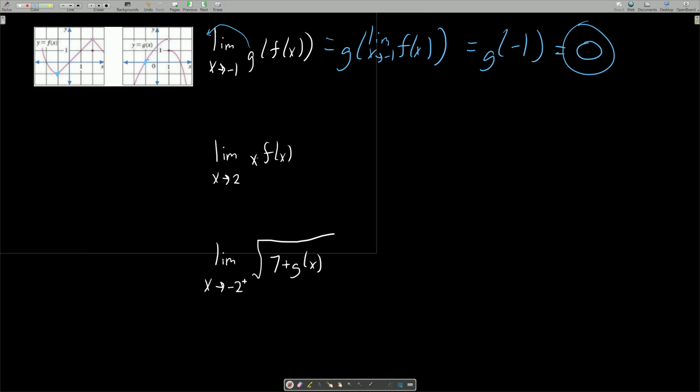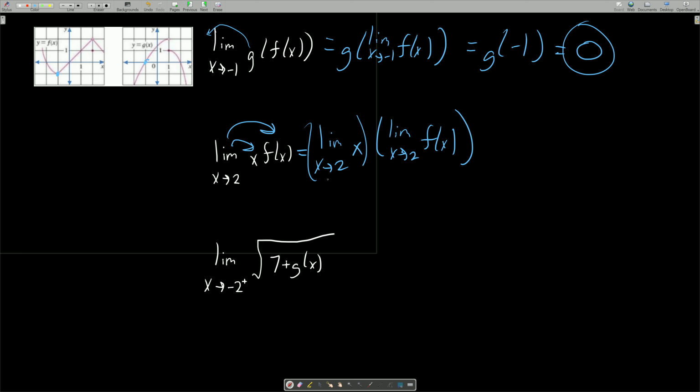Now this one might seem a little bit tricky, but it's the same as the other multiplication ones. What you do is you take the limit and you distribute it across both of these. So you have the limit as x approaches 2 of x times the limit as x approaches 2 of f of x. Now let's talk about this really quickly here.